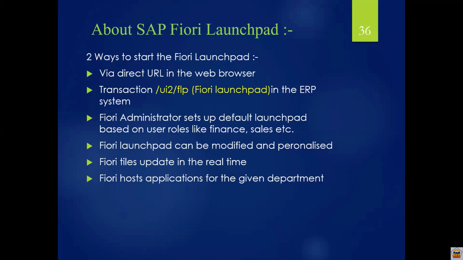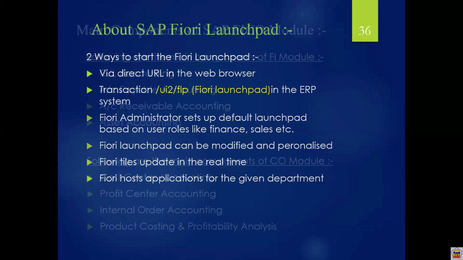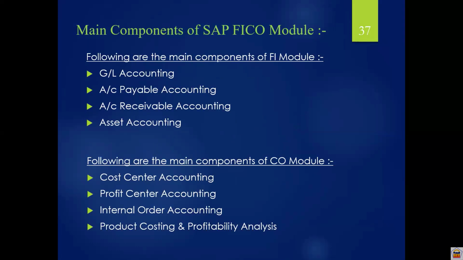Then Fiori hosts the application for the given department. We have particularly finance, and we also have controlling. In finance, we will be working on components like general ledger accounting, accounts payable accounting, accounts receivable accounting, and asset accounting. On the controlling side, we have cost center accounting, profit center accounting, internal order, product costing, and profitability analysis.